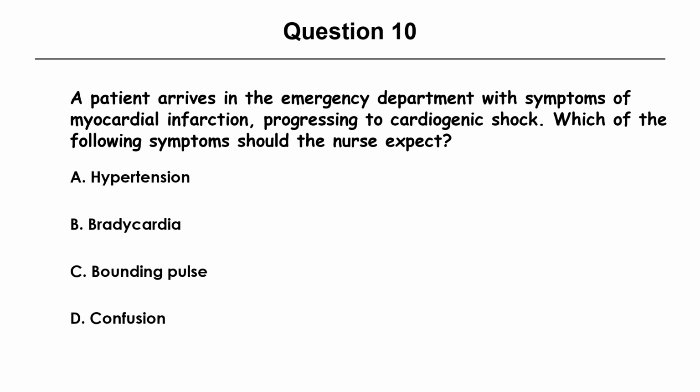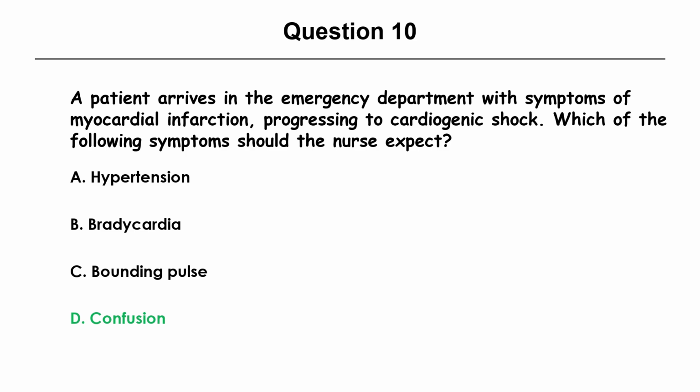Question 10. A patient arrives in the emergency department with symptoms of myocardial infarction, progressing to cardiogenic shock. Which of the following symptoms should the nurse expect? Option A. Hypertension. Option B. Bradycardia. Option C. Bounding pulse. Option D. Confusion.